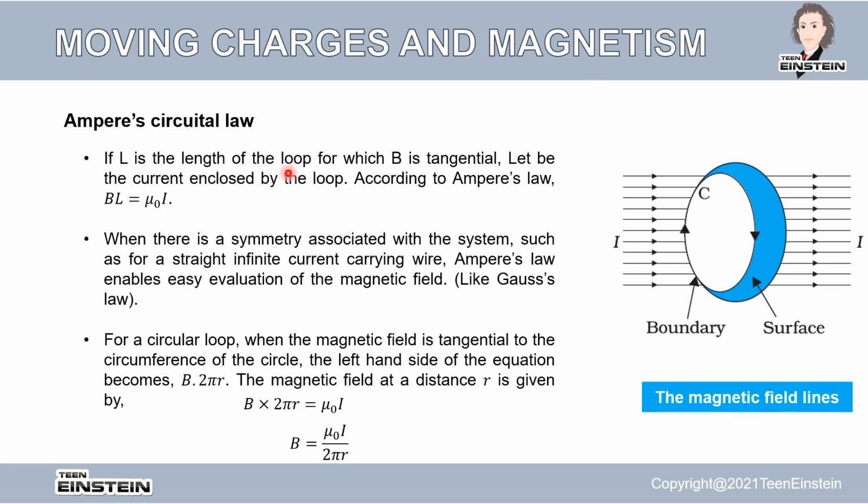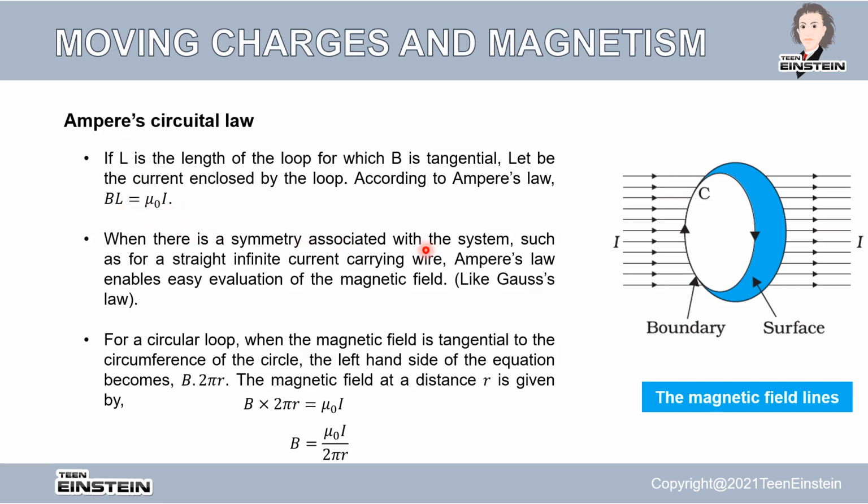Okay, if L is the length of the loop for which B is tangential, let I be the current enclosed by the loop. According to Ampere's law, BL equals mu 0 into I, because on the left hand side, instead of B dot dl, we are replacing it with BL, because L is the overall length. So if you take the dl's and add all of them, then finally you will get L being the length of the loop. Then you get BL equals mu 0 I.